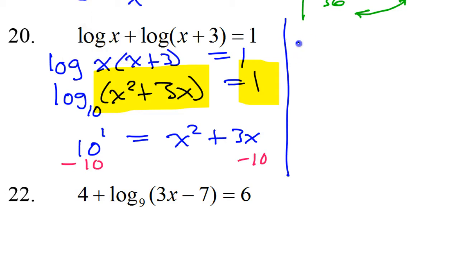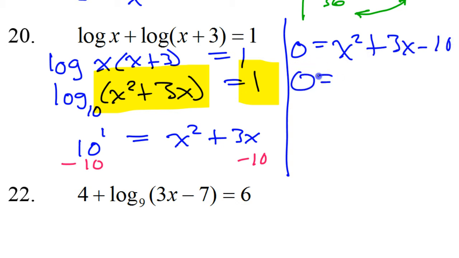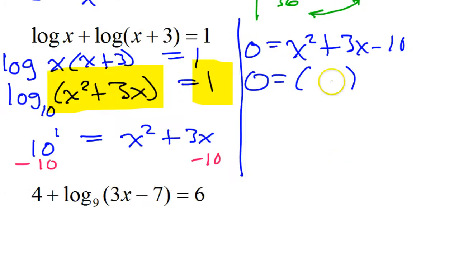So what I have is 0 equals x squared plus 3x minus 10. I'm going to try to factor this now. Good luck. X squared can only factor as x times x. 10 is either 10 times 1 or 2 times 5. Obviously, I'm going to try the 2 and the 5.